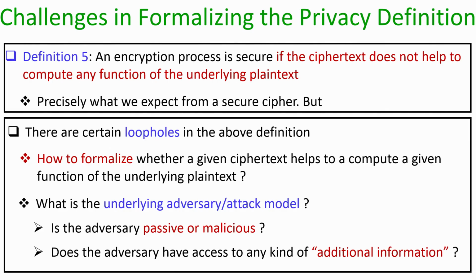Also, this definition does not specify whether the adversary is provided with any kind of additional information. That means, what are the various capabilities of the adversary which you are considering. So, even though intuitively definition 5 is the right definition, the two potential shortcomings of this definition are the exact formalization of whether the ciphertext is helping the adversary to compute any function of the underlying plain text, and what precisely is the attack model or the adversarial model you are considering.